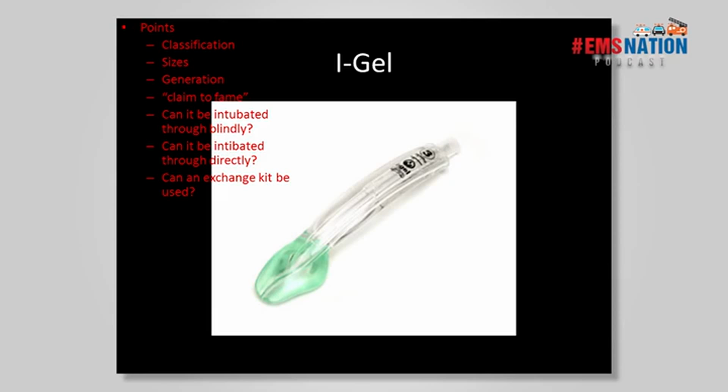So it's a supraglottic device. It's second generation. Its claim to fame is that it's got this channel up here, and it can be intubated through directly and with the exchange kits that we have.